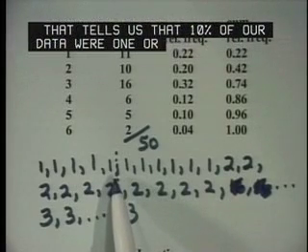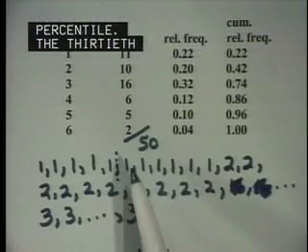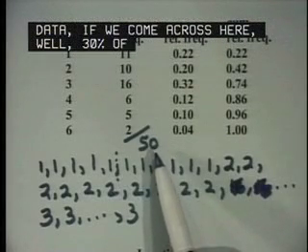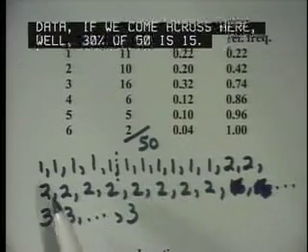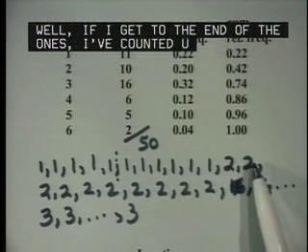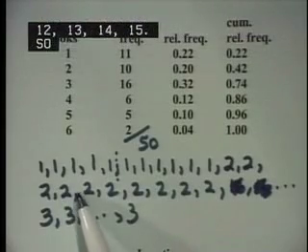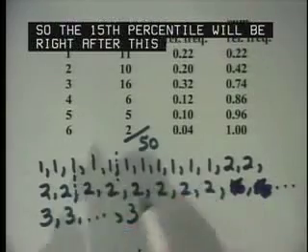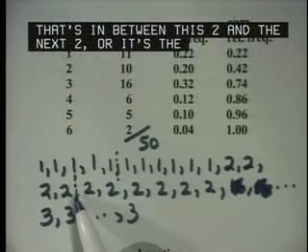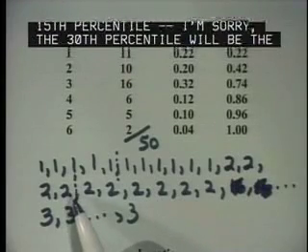Now let's look at the 30th percentile of our data. 30% of 50 is 15. So we're going to count up 15 values. If I get to the end of the ones, I've counted up 11 values. 12, 13, 14, 15. So the 15th value will be right after this number 2. It's in between this 2 and the next 2, so it's the number 2. The 30th percentile will be the number 2. We count up 15 values.